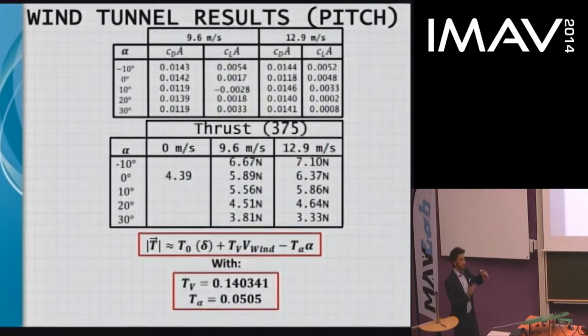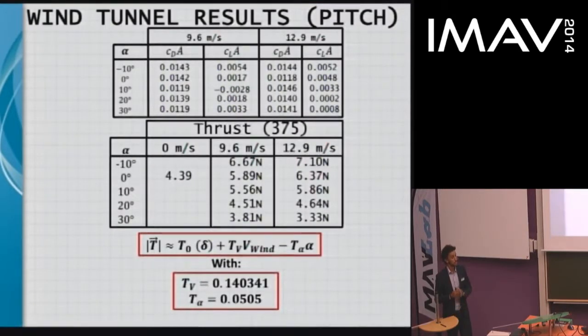These are the first results that we got from the wind tunnel in the pitch experiments. And the angles that you see on the left: minus 10 degrees is nose up of the quadrotor, and 10, 20, and 30 is nose down. The other experiments that we did were to understand the link between the thrust and the wind. So we changed the pitch of the quadrotor, and we always gave the same input, this number 375, because we could give an input between 0 and 500. And we noticed that there is a change.